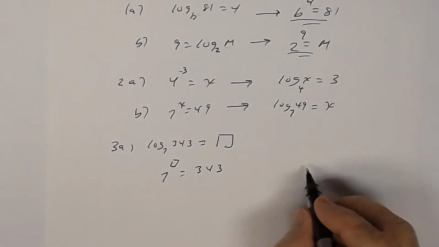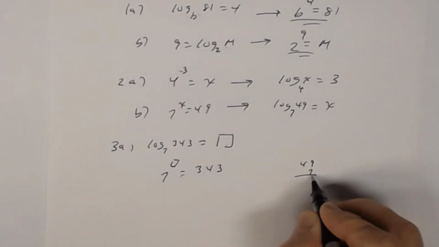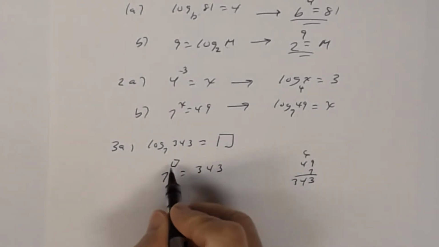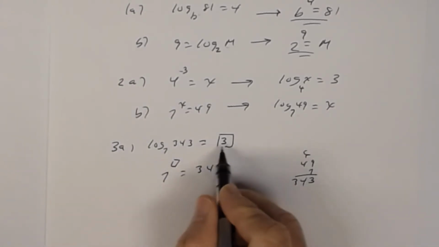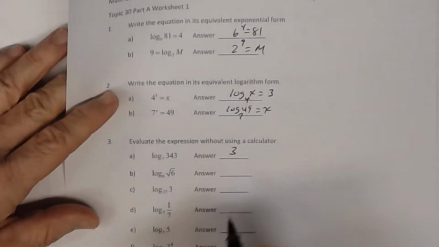And then if I do 49 times 7, so 9 times 7 is what, 63? And then 7 times 4 is 28, plus 6 is 34. So there you go. So the answer is 7 to the third power. So 7 to the third equals 343. So your answer is 3 there. So in letter A, the answer is 3.